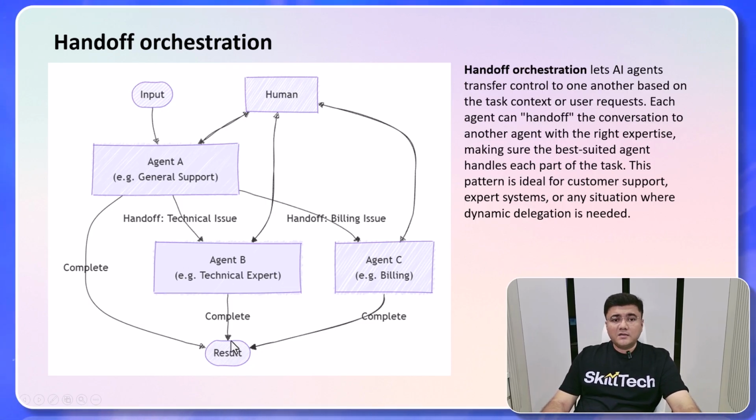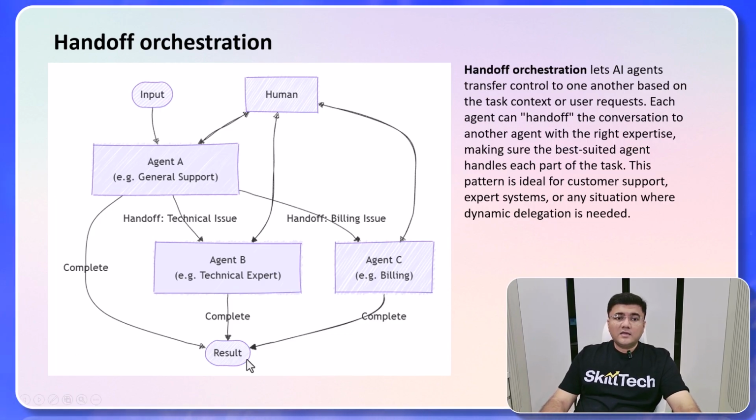The third possibility is that agent A, which has taken the general support, identifies that this is not a technical issue, it's a billing issue. Then it's going to transfer this to agent C, which is dedicatedly handling billing issues only. And then agent C can give the result to the user.